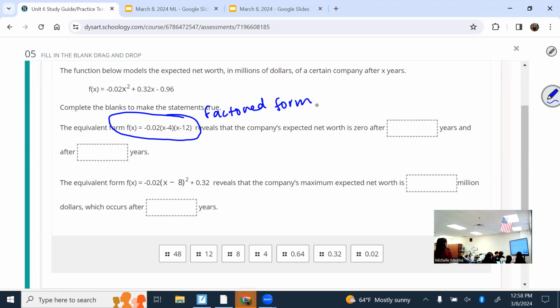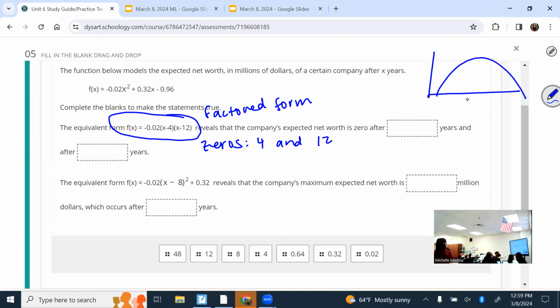What's really easy to see from factor form? The x-intercepts or zeros would actually be what you can see pretty easily. What are the zeros of this? So remember that, because the next part says it reveals that the company's expected net worth is 0 after blank years and after blank years. So if you need to graph this to visualize it, by all means, but I know that since it's a negative x squared, the graph's gonna look something like this when I graph it.